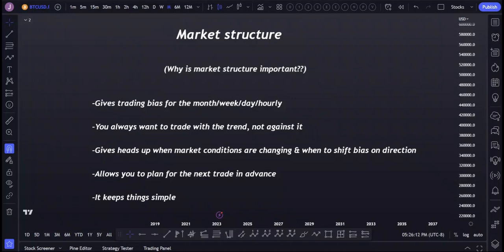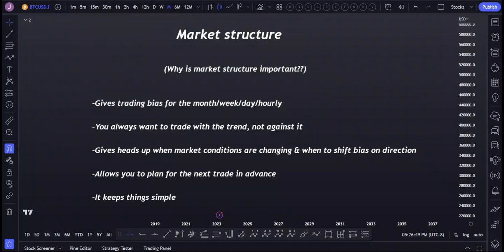Okay, so market structure allows you to plan for the next trade in advance. One of the things you don't ever want to do is just come to a chart and you see price moving and you just decide, oh, I see it going up, so I'm just going to buy here, or oh, it's going down, so I'm going to sell it here, right? You want to identify the market structure so that you're able to see what direction the price is moving and you can plan your trade accordingly. Sometimes months in advance, weeks in advance, days in advance, and even hours in advance. But the last thing you want to do is come to a chart without doing any analysis, foundational analysis that is, and just jump into a trade.